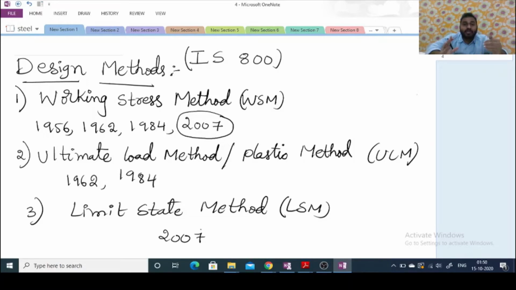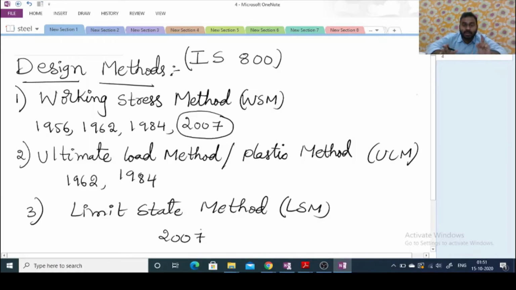But the knowledge of the other two methods is also required. The reason is, one, this new edition was published in 2007. So prior to 2007 there exist steel structures which were designed either by the working stress method, mostly, or by the ultimate load method. Whenever there is a repair or renovation of those existing structures built before 2007, we should have the knowledge of the working stress method. Then only can we carry out that repair or renovation process.